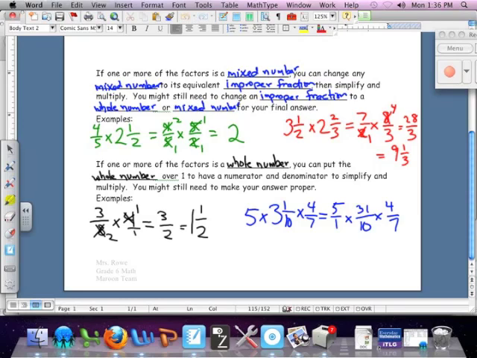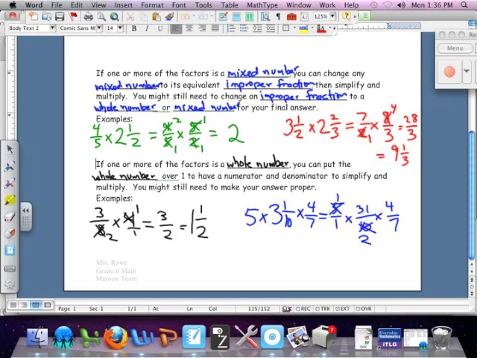Is there anything we can simplify before we multiply? The 5 and the 10. Someone else might have seen something else first, and that's okay. People will do things in different orders. Now I have 1 times 31 times 4 over 1 times 2 times 7. Is there anything else I can simplify before I multiply? The 2 and the 4.